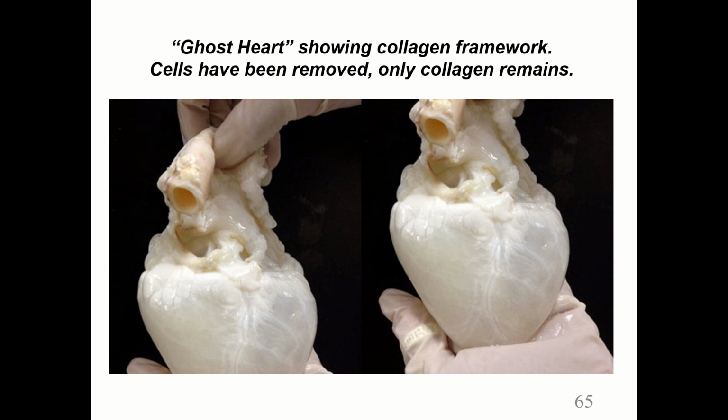Here's a picture of what's called a ghost heart. This is showing the collagen framework. Remember I said collagen is the most abundant structural protein in the body. It basically builds the foundation of our body. If we remove all the cells within all the tissues of our bodies, only the collagen will remain. And you can see every single feature in the structure of the heart based on this collagenous framework.